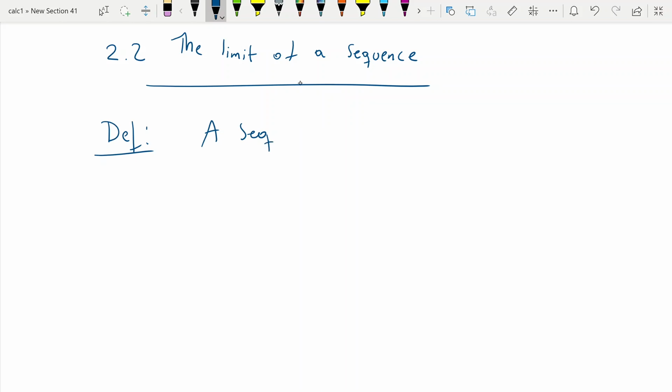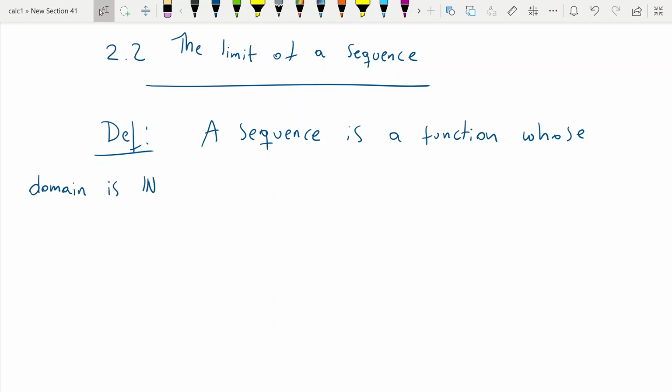A sequence is just a function from N to something. It could be real numbers, could be C, it could be complex numbers, or any other field. So a sequence is a function whose domain is N.